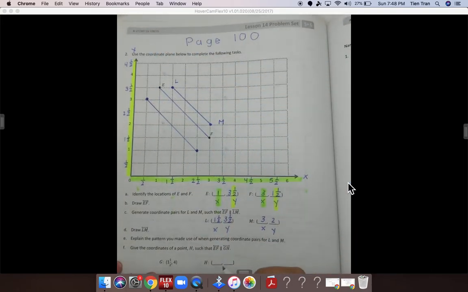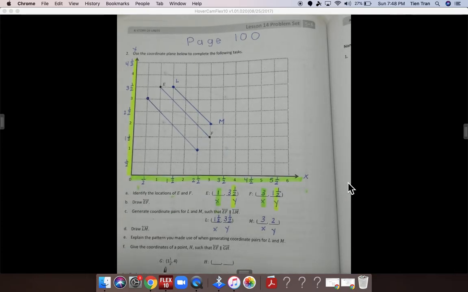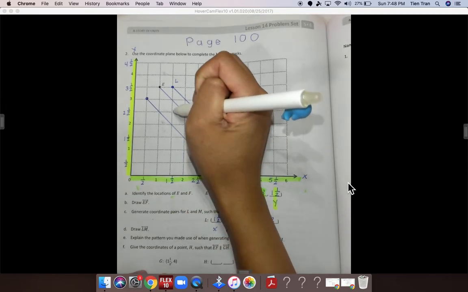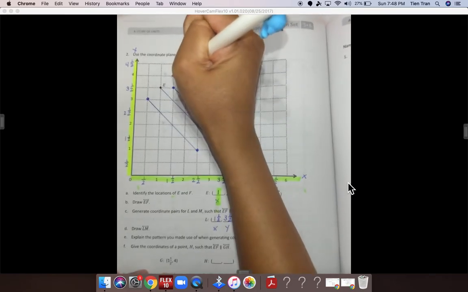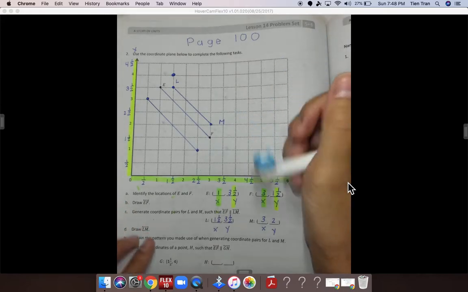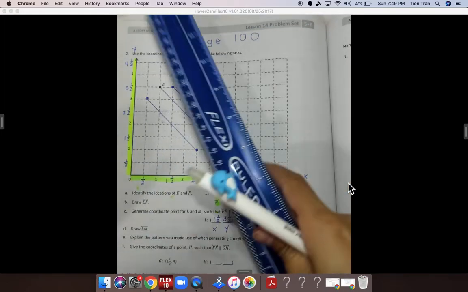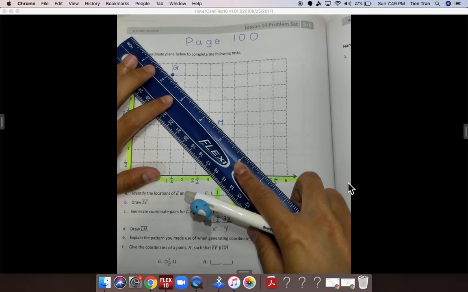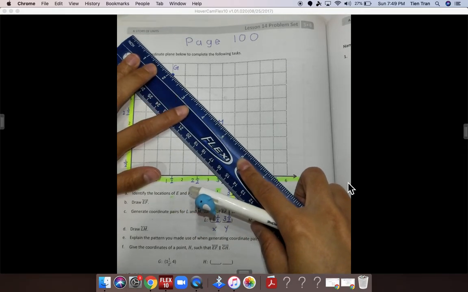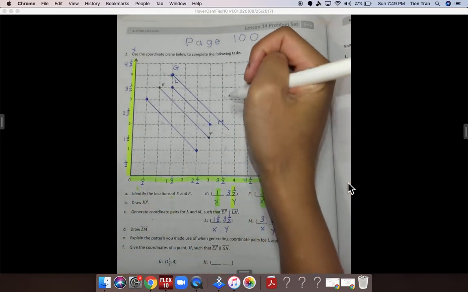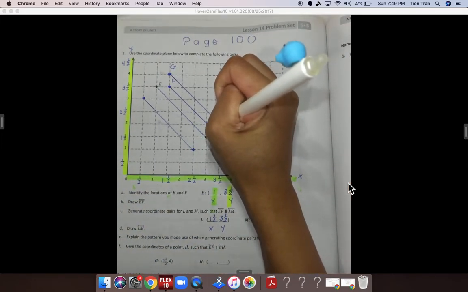So right here, for G and H, oh, they already gave you G. So G is 1 1/2, and you're going to move up to 4. So they want this to be G. So that means I need to figure out where H is. So if I were to draw a line and I were to draw up, H would have to fall right here.